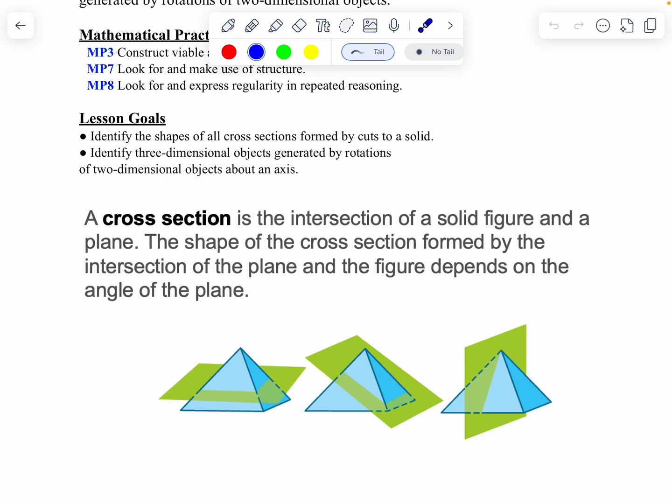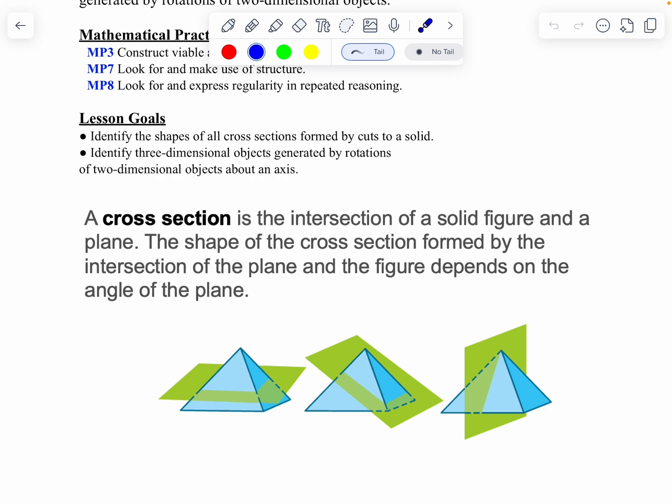What we're going to do is identify shapes of cross-sections formed by cutting a solid with a plane. And we're going to identify 3-dimensional objects generated by rotations of 2-dimensional objects.